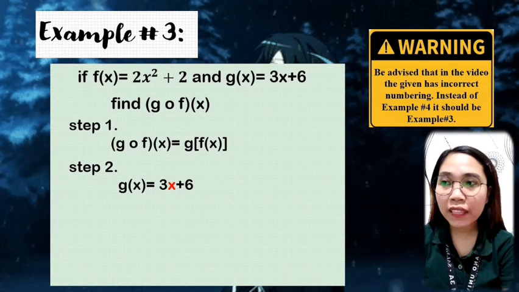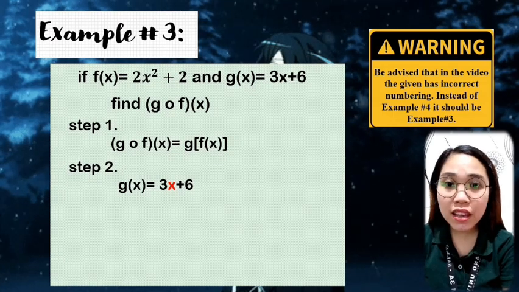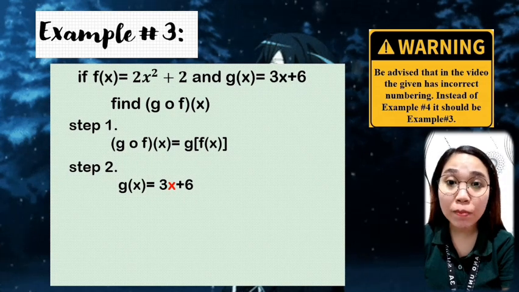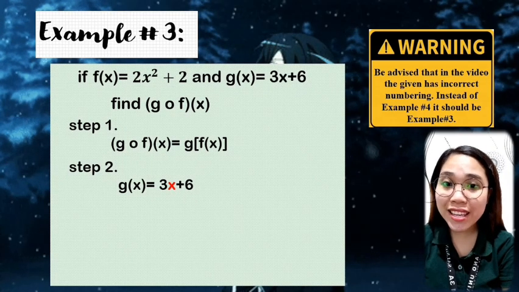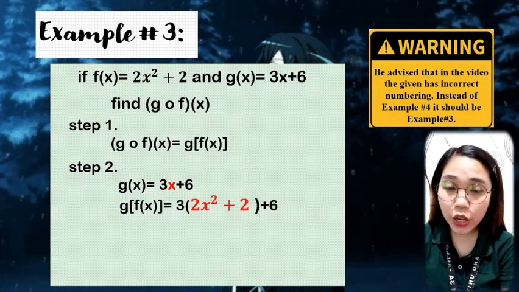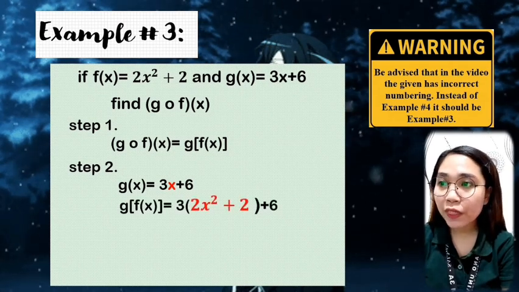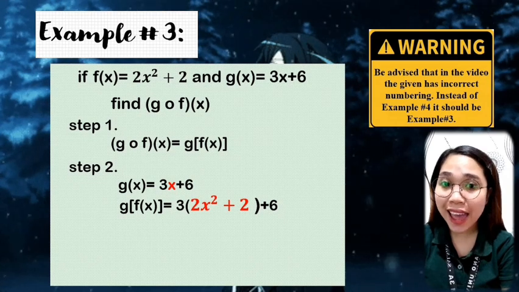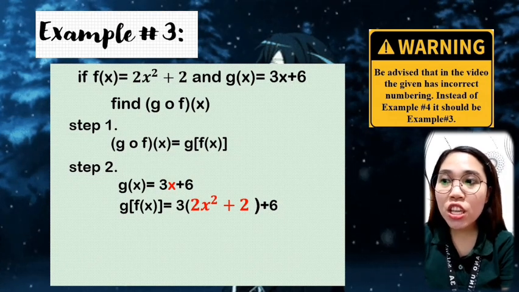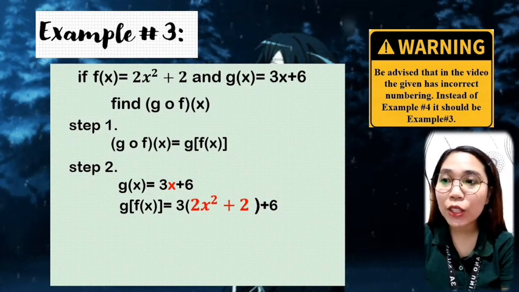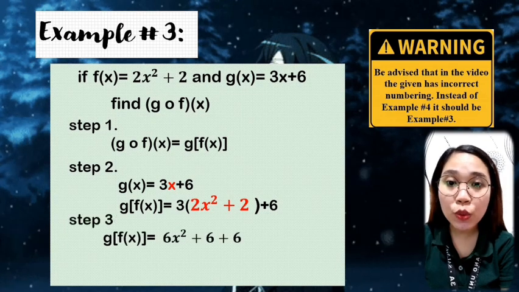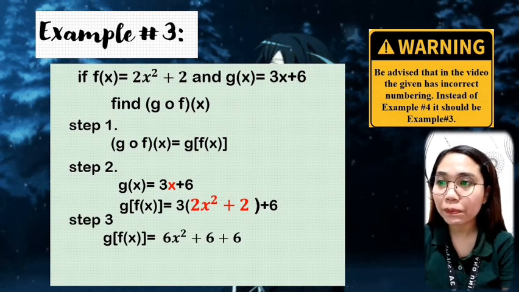Step 2, write first the outside function. G of x is equal to 3x plus 6. X in here is highlighted for us to know that it is the one to be replaced. So if we're going to replace x in g of x, it will be g of f of x is equal to 3 times the quantity of 2x squared plus 2 plus 6.